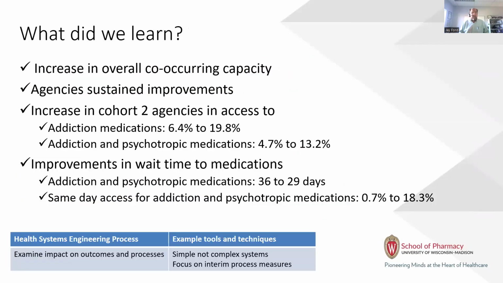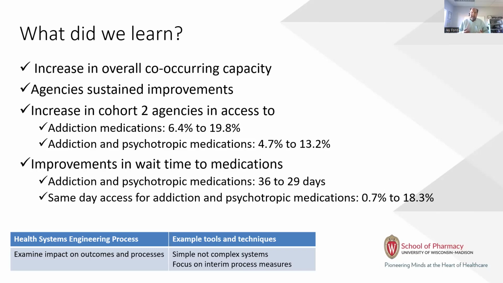Specifically, we found that there was an overall increase in co-occurring capacity, that some of the agencies were able to sustain those changes in terms of co-occurring capacity, and that we saw an increase in access to addiction medications, as well as addiction and psychotropic medications, as well as a reduction in wait time to getting access to these medications.